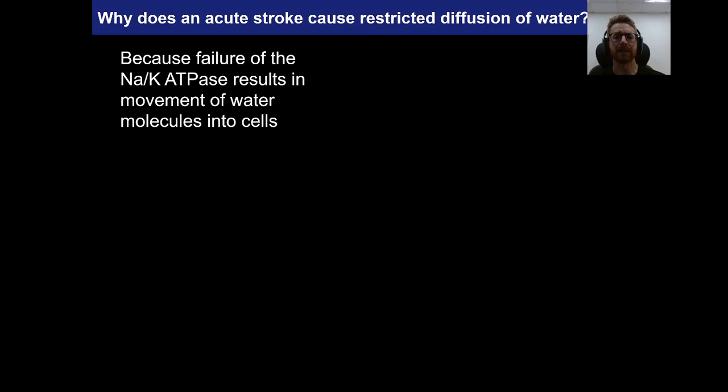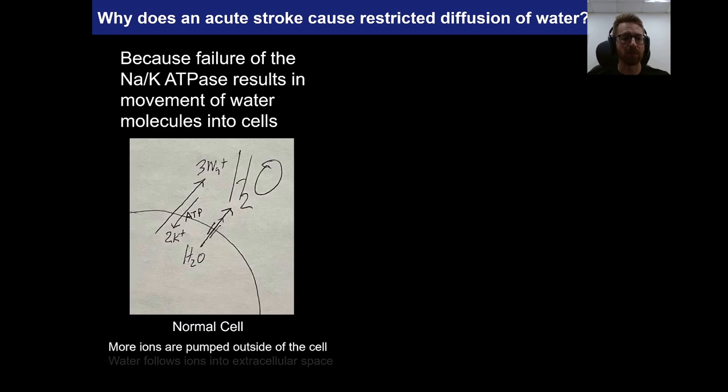Diffusion weighted imaging is the best MRI sequence to diagnose an acute stroke. Typically, acute stroke is arterial in origin, and so that's going to deprive cells of oxygen. When we deprive cells of oxygen, they can't do oxidative phosphorylation and produce sufficient ATP to power their sodium-potassium ATPases. Normally, the sodium-potassium ATPase is going to pump 3 sodium outside of the cell and 2 potassium into the cell.